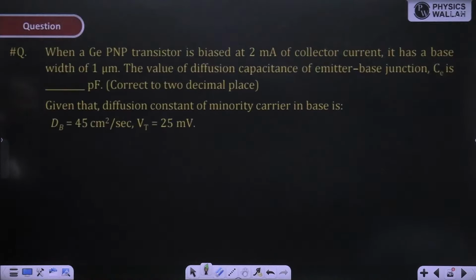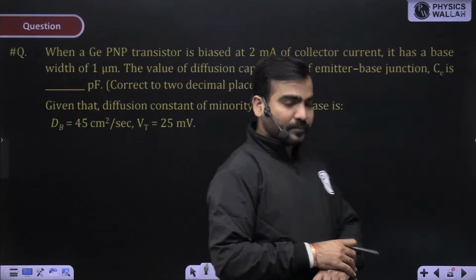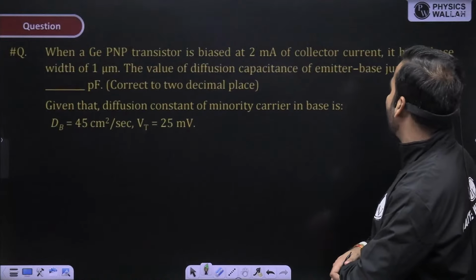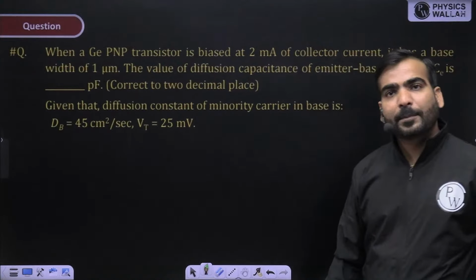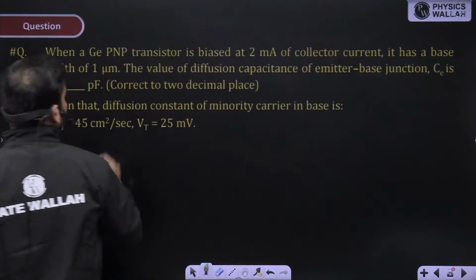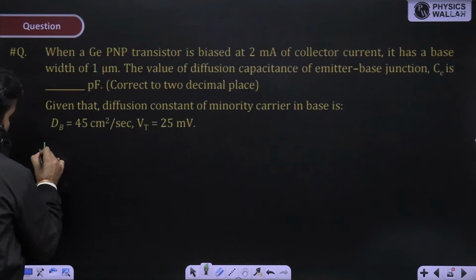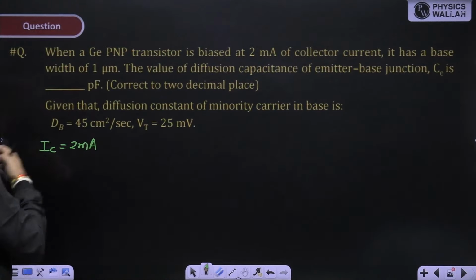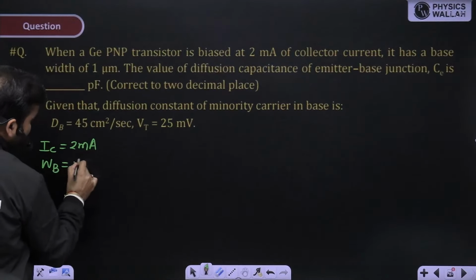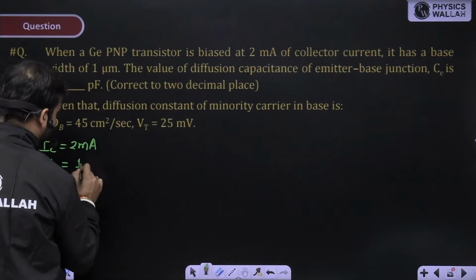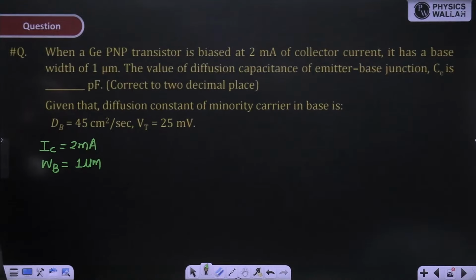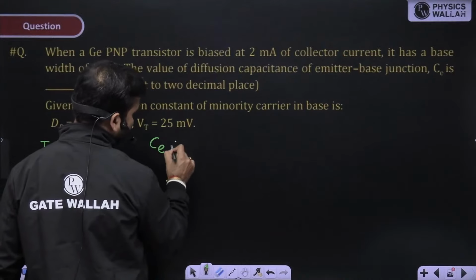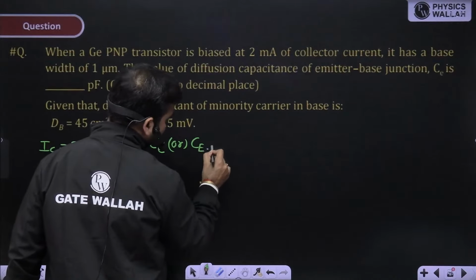Okay, let's move to the next problem. The question is, when a germanium PNP transistor is biased at 2 milliampere of collector current. A germanium PNP transistor we are having, biased at 2 milliampere of collector current. So collector current is given as 2 milliampere. It has a base width of 1 micrometer, base thickness WB is 1 micrometer. The value of diffusion capacitance of the emitter base junction. You have to find out the emitter base junction diffusion capacitance CE.